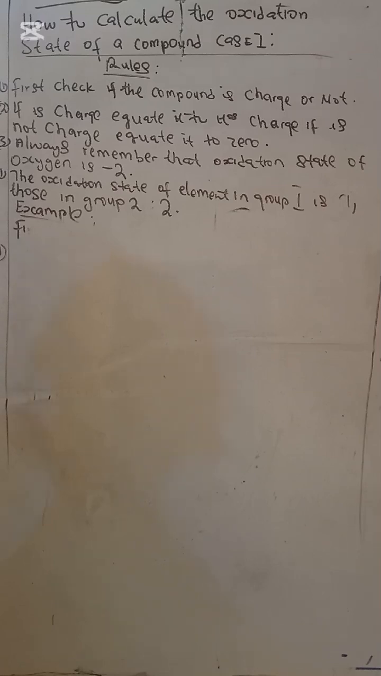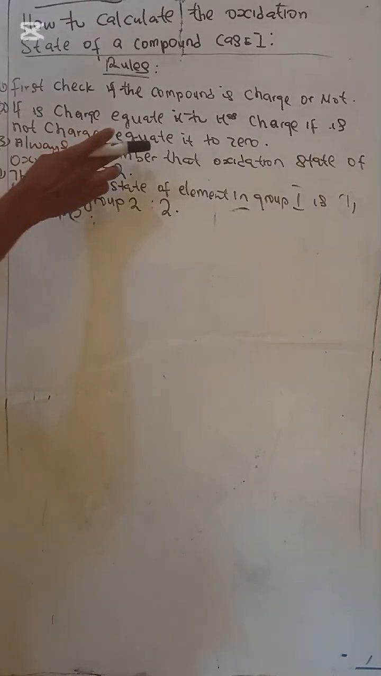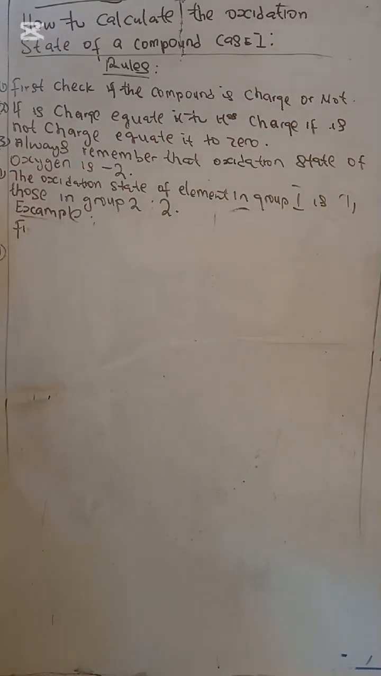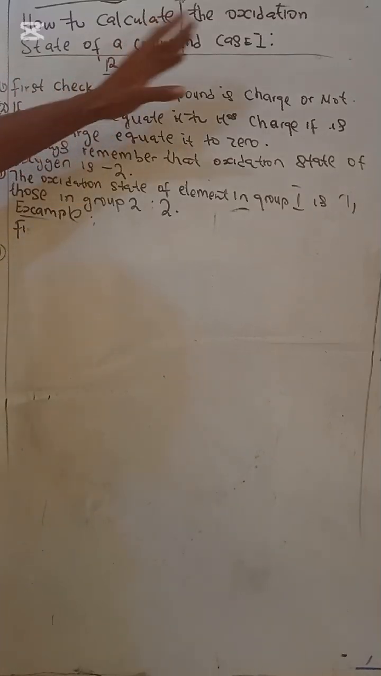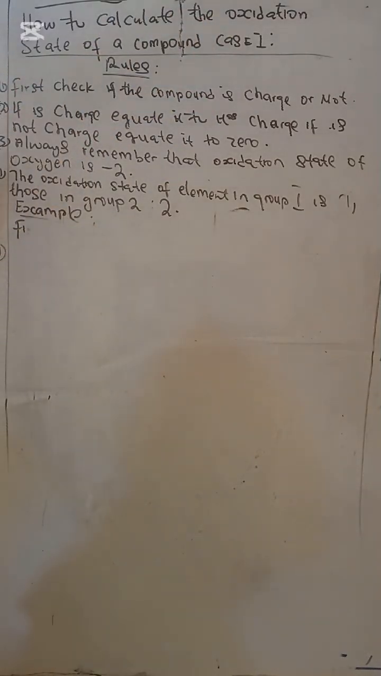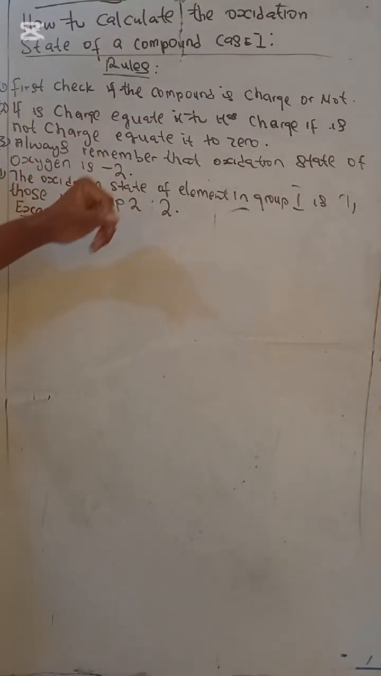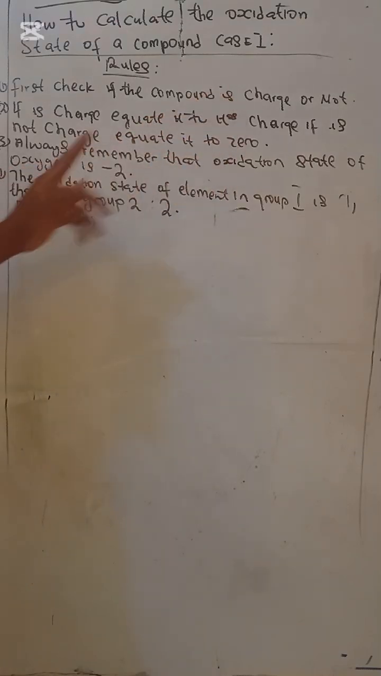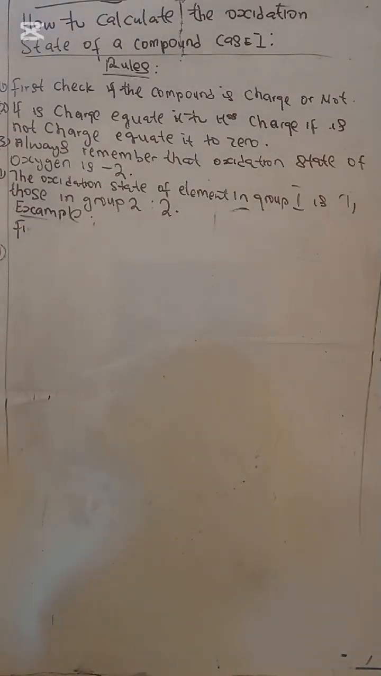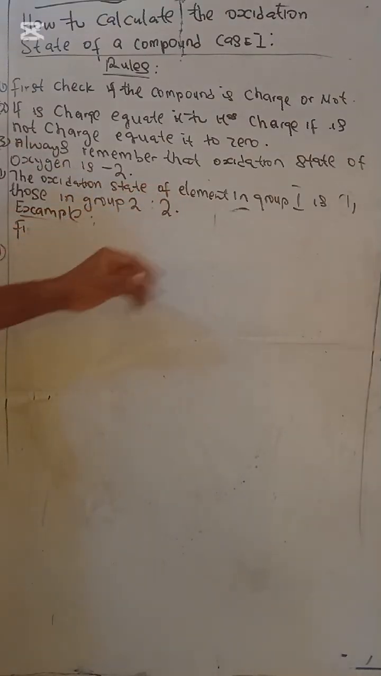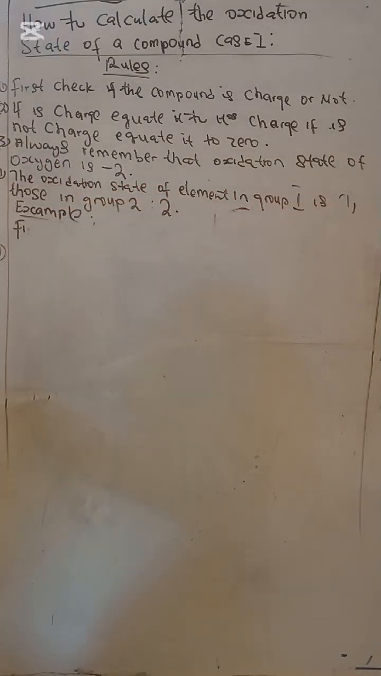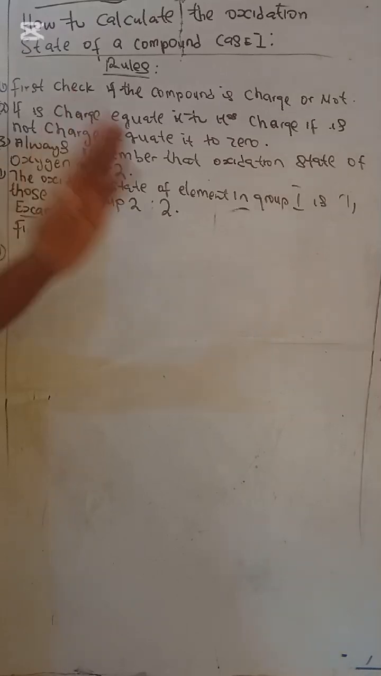Alright, rule number 2 says if it's charged, equate to its charge, but if the compound is not charged, equate it to what? 0. The third rule says always remember that the oxidation state of oxygen is -2. This is constant, and that is -2. The fourth rule says that the oxidation state of elements in group 1 is 1, while those in group 2 is 2.